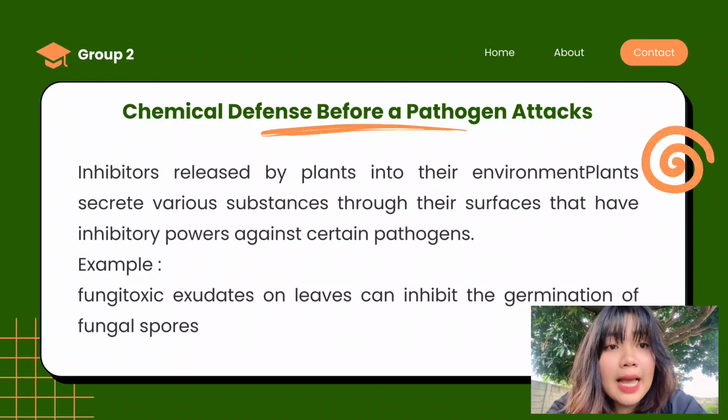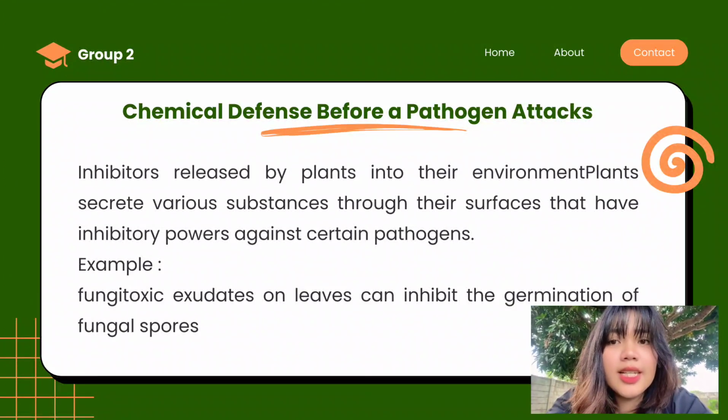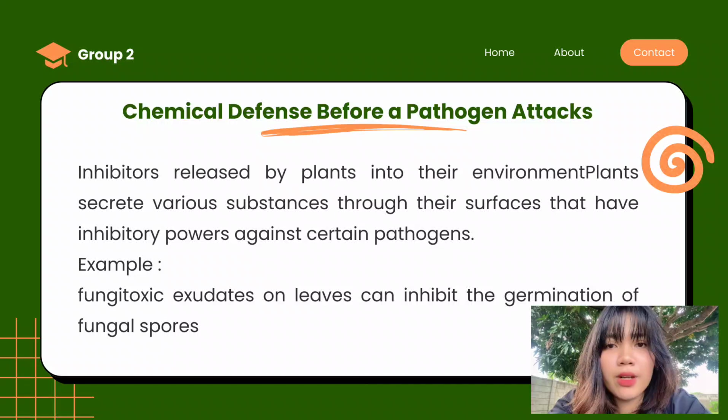And the plant secretes various substances through its surfaces that have inhibitory power against certain pathogens. The example for this is fungitoxic exudates on leaves that can inhibit the germination of fungal spores. Plants have a way to defend themselves against pathogens such as fungi, bacteria, and viruses even before the attack. They do this by releasing chemical inhibitors into their environment through their surfaces such as leaf, stem, and roots.